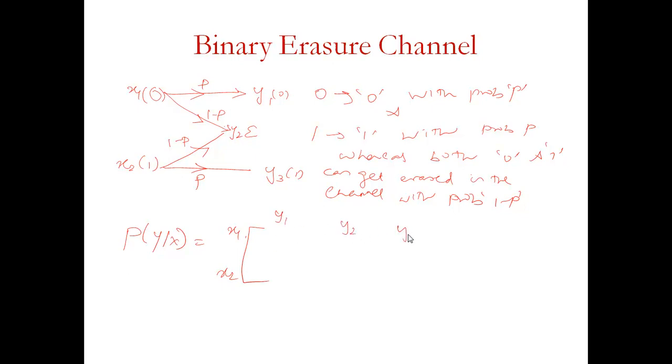So x1 is going to y1 with the probability of p. x1 is going to y2 with the probability of 1 minus p. x1 to y3 transmission is not at all possible. Similarly, x2 is going to y3 with the probability of p. x2 is going to y2 with the probability of 1 minus p. Whereas x2 to y1 transmission is not at all possible. So this is the binary erasure channel representation.